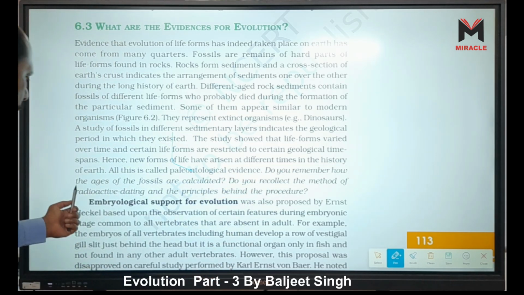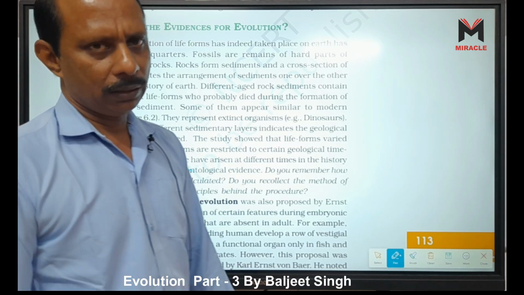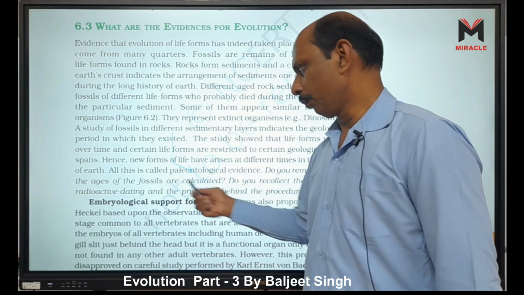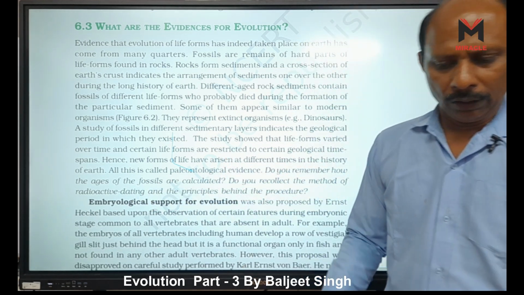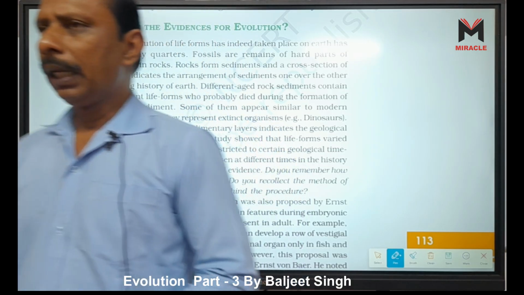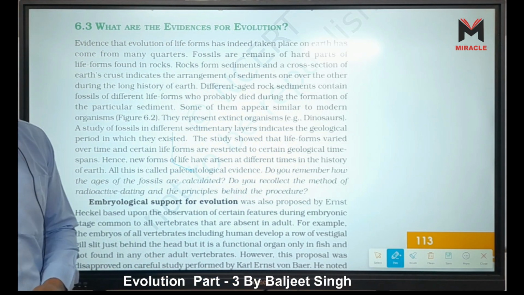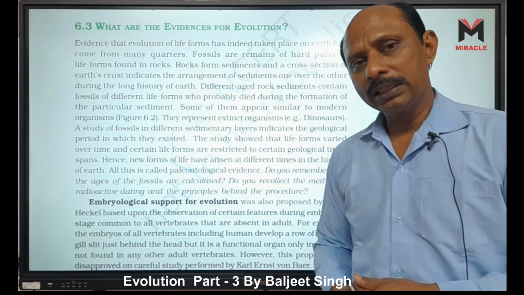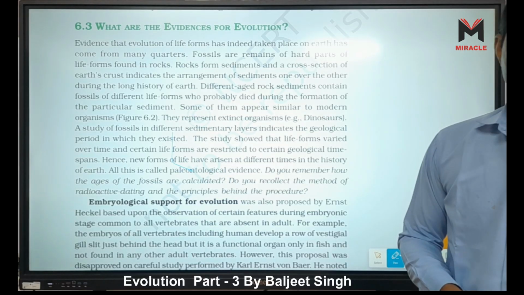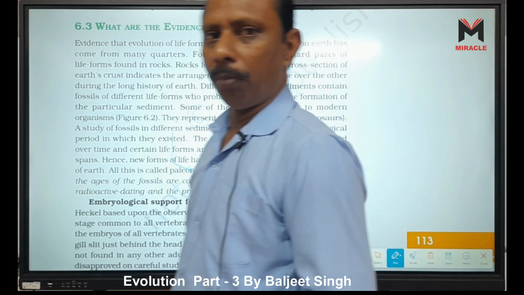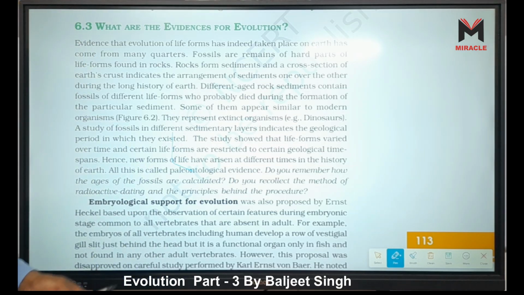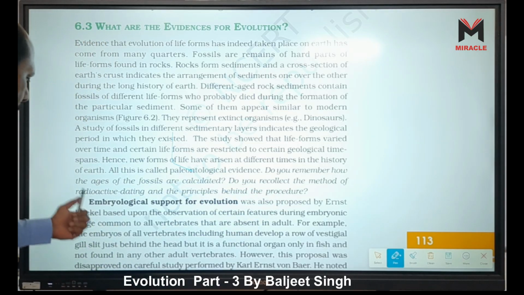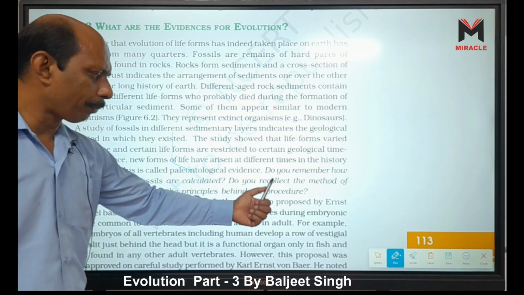Do you remember how the age of fossils is calculated? Yes, we have four different methods for calculation of the age of fossils. The radiocarbon method, second the uranium-lead method, third the potassium-argon method, and fourth, the most accurate and modern method, the electron spin resonance method, to calculate the age of fossils. Do you recollect the method of radioactive dating and the principle behind the procedure?